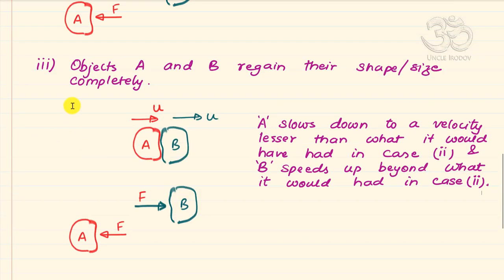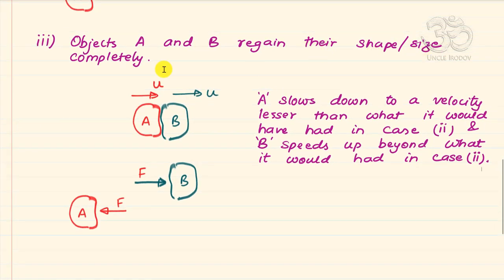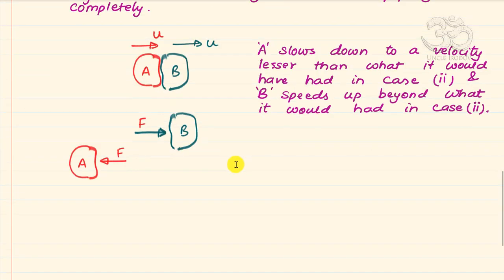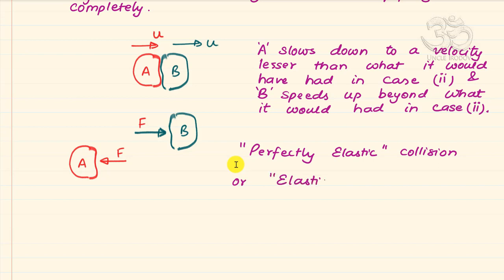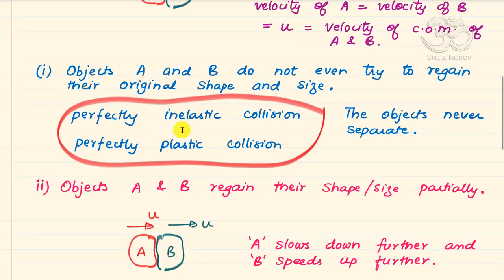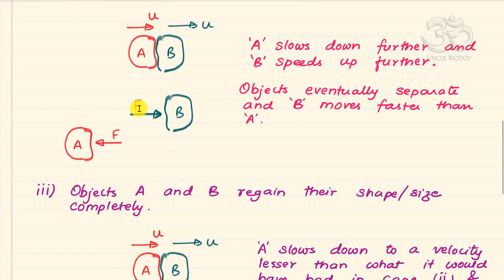Now this third case, where the objects A and B are able to regain their shape and size completely, has got a special name. It's called a completely elastic, perfectly elastic collision, or sometimes it is only called elastic collision. So if they say elastic, they mean this kind. So we have got elastic, or the perfectly elastic collision, then we have got the perfectly inelastic or the perfectly plastic collision, and in between we have something which is simply called inelastic.